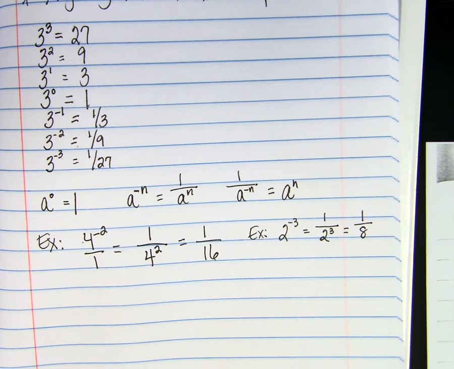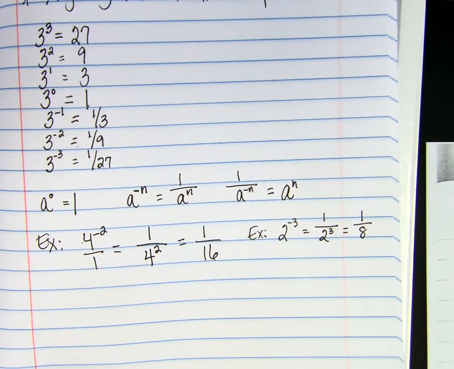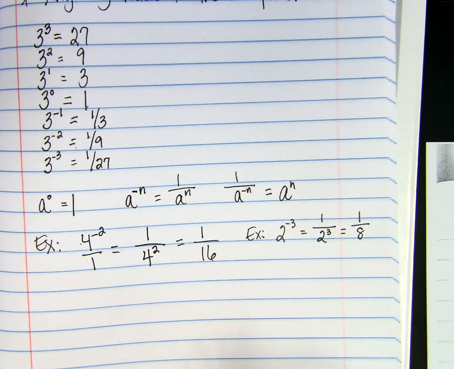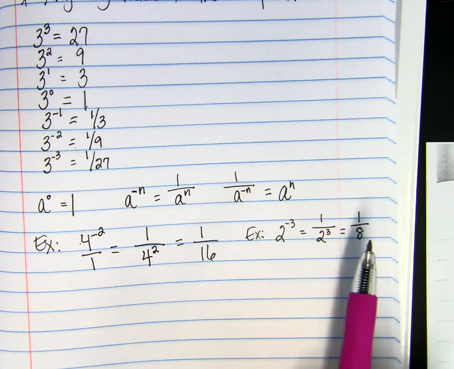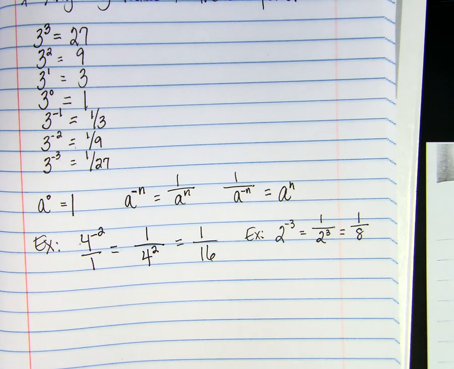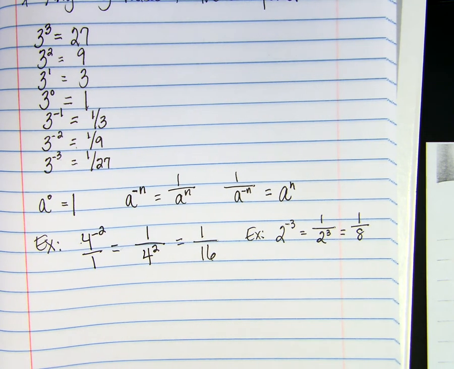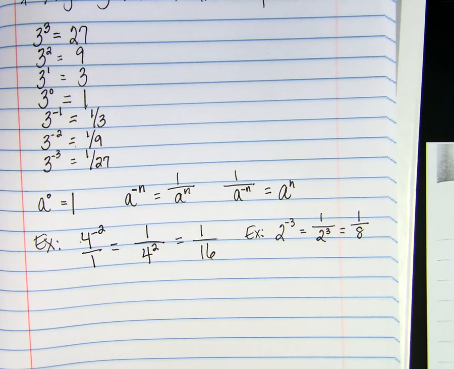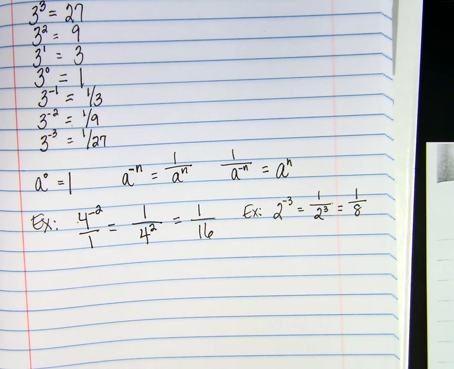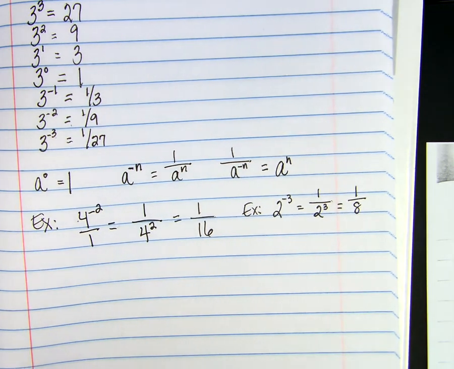Wait, so if it's a 2 instead of a 3, you would divide by 2 every time. That's right. So 2 to the negative 4 would be 1/16. And 2 to the negative 5 would be 1/32. Not 1/20, because 2 to the 4th is 16, so it'll be 1/16. 2 to the 5th is 32, so it'll be 1 over 32.